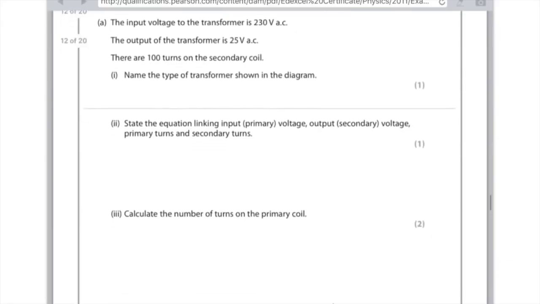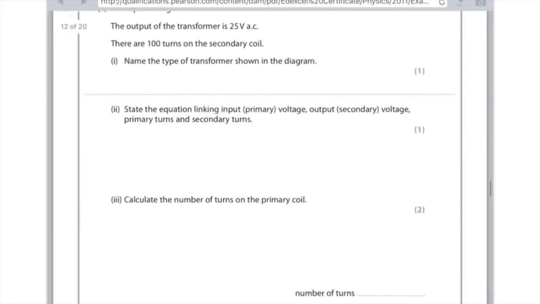State the equation linking input primary voltage, output secondary voltage, primary turns and secondary turns. You really need to learn all these equations. So this is what the equation is. Remember that it's input primary voltage over output, which is secondary voltage, equals number of primary turns divided by secondary turns.